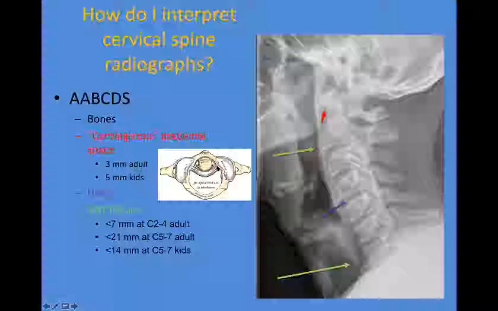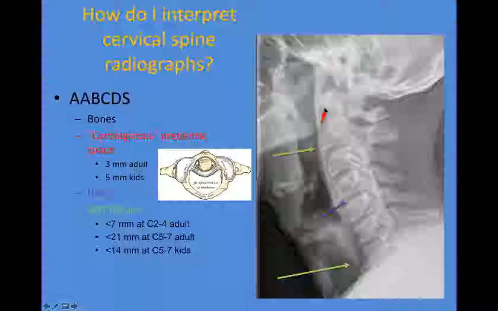And you remember from anatomy that you have this transverse ligament going behind the odontoid process that holds the odontoid process in a fixed space between the anterior arch of C1 and C2. In adults, that space should be 3 millimeters, and in kids, it should be 5 millimeters. And you're looking here on the radiograph at that space.